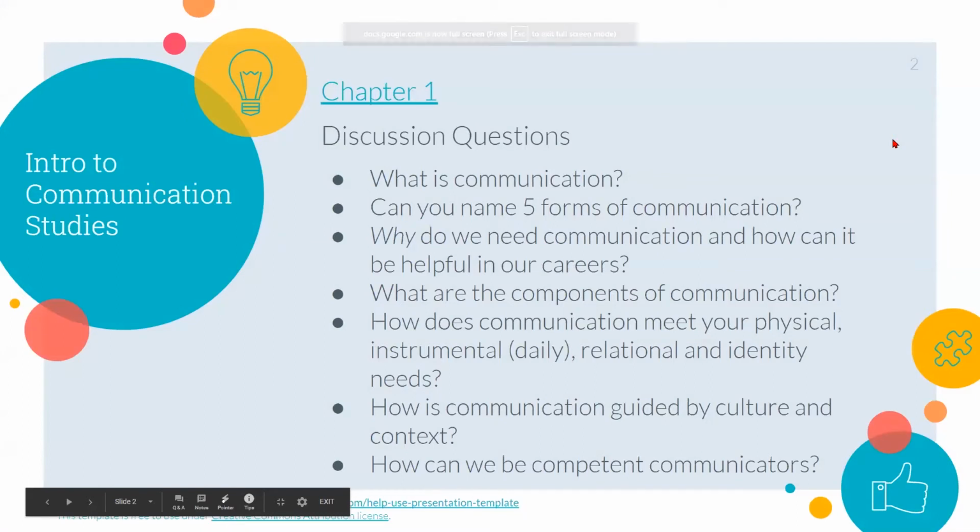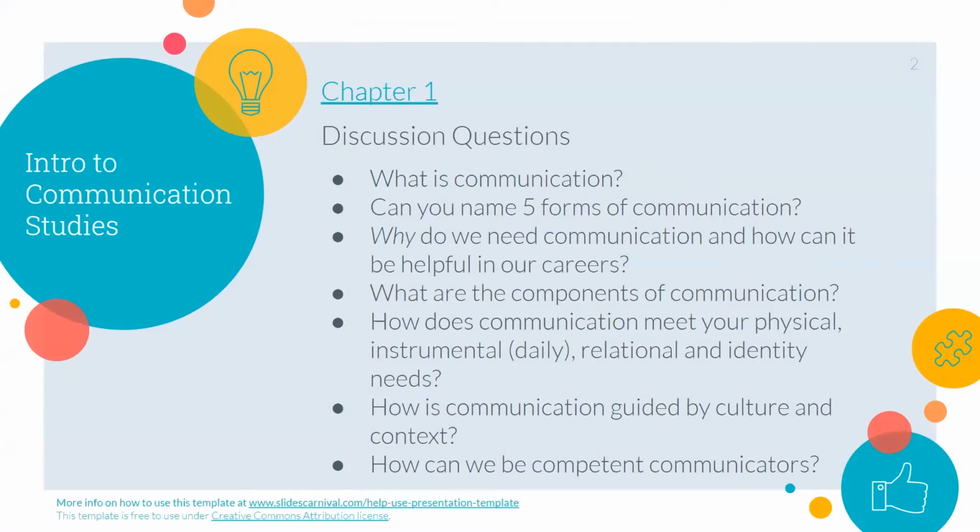Some things to think about before we really get into it, to kind of get your brain working. What is communication? Can you name 5 forms of communication? Why do we need it, and how can it be helpful? What are some of the components of communication? How do we use communication to meet our physical, instrumental, relational, identity, and spiritual needs? How is communication guided by culture and context? And how can we become competent communicators?